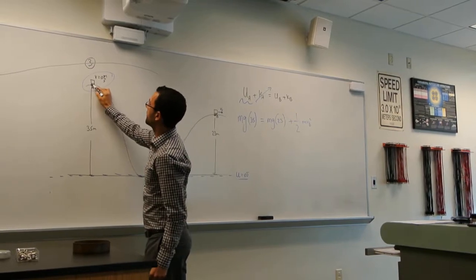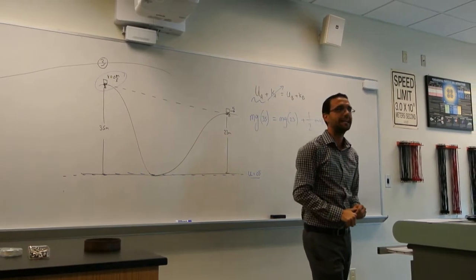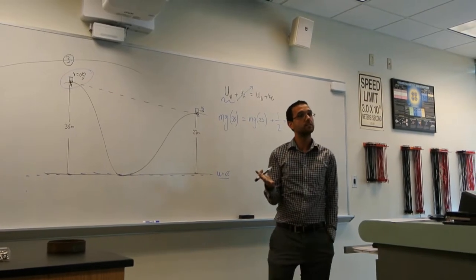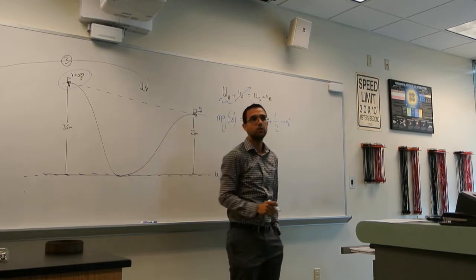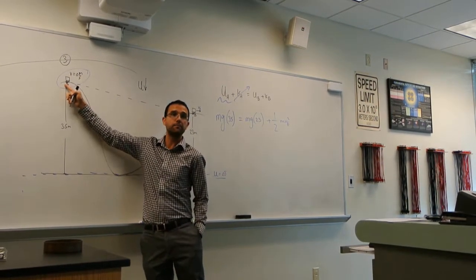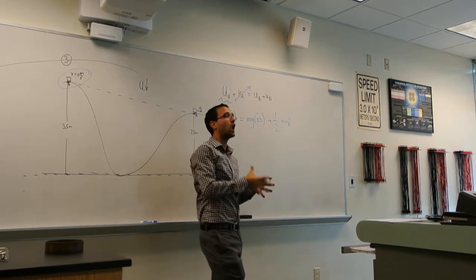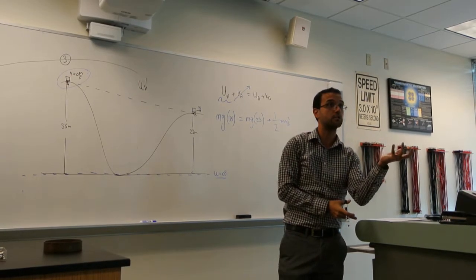Overall, in going from A to B, did I lose elevation or did I gain elevation? Lost. I lost elevation. Therefore, my potential energy has dropped. Would you agree with me that I have less potential energy at B than I had at point A? So that is a lost form of energy. Does everybody agree that I lost potential energy?